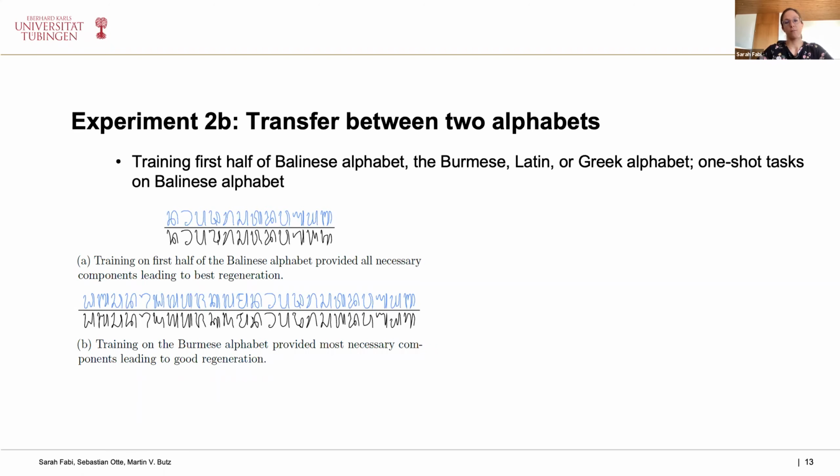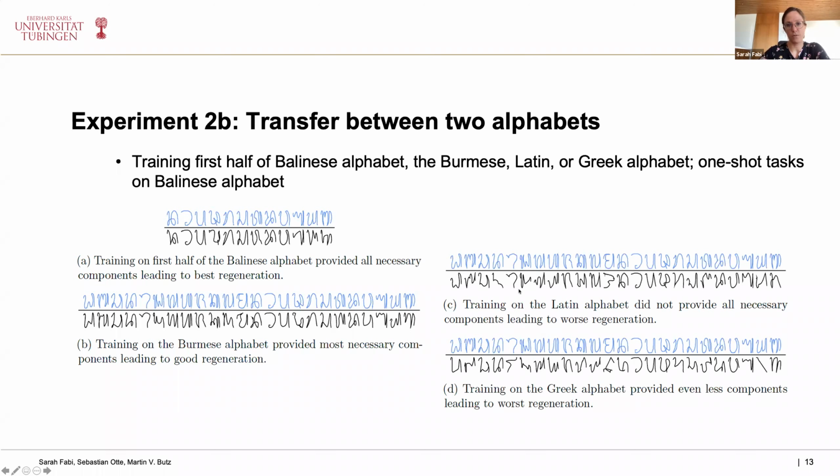But then we thought, if it got presented with the Latin or Greek alphabet, it shouldn't be able to regenerate those in such a good manner, because the alphabets are very different. And this means that they don't share all the components that are necessary in order to generate Balinese characters. And actually, this is exactly what we found. So for training on the Latin alphabet, the results looked worse on the Balinese alphabet, and even more so for a training on the Greek alphabet. And this is what we expected if our hypothesis was true.